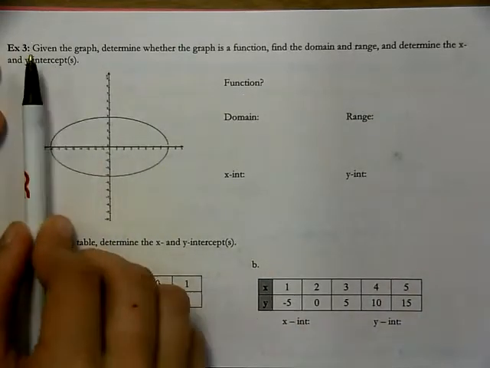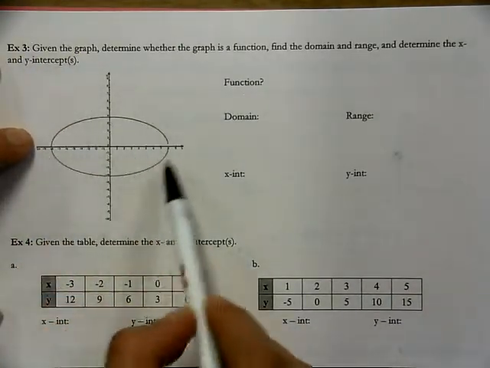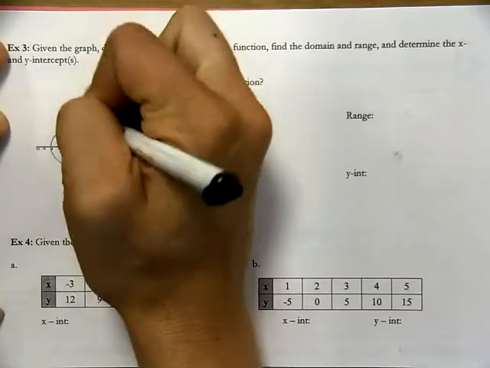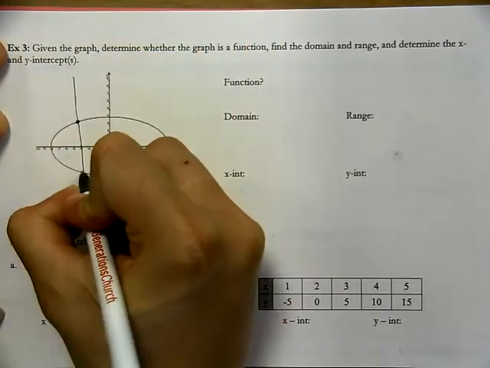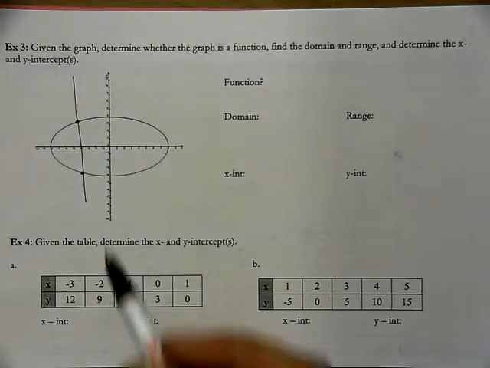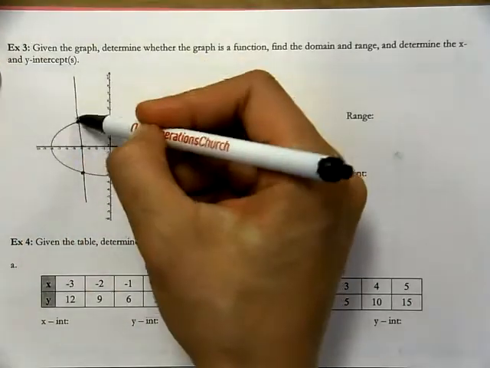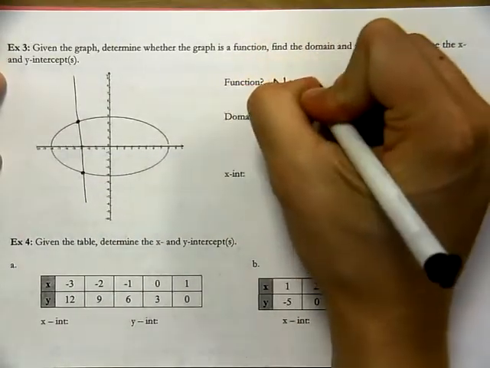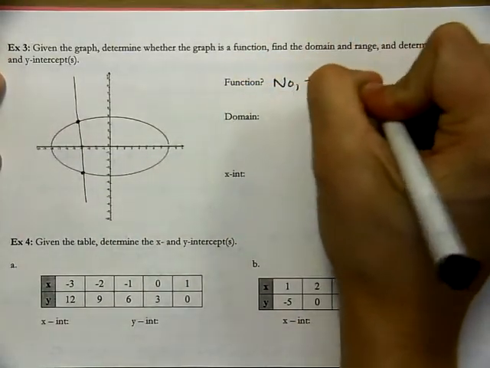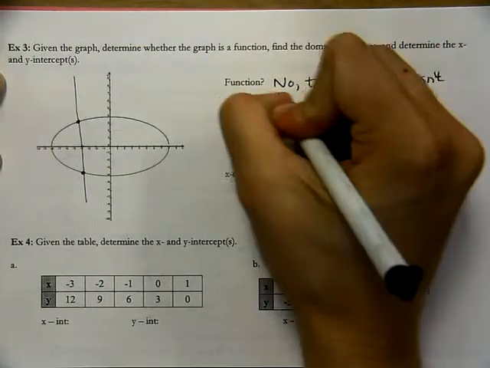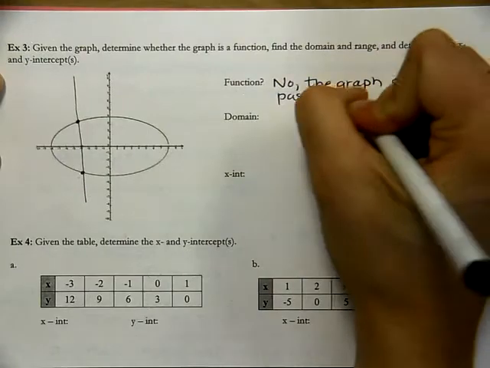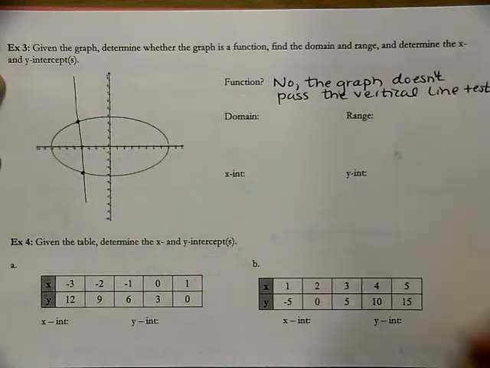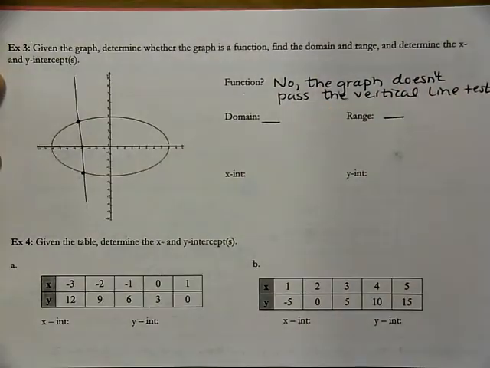Is this graph a function? Well, as I take my vertical line, knowing that this is a continuous graph, when I draw a vertical line, the line intersects the graph in 2 different points, which means that when x is -4, we have 2 different outputs. And that can't happen for a function. So is it a function? No. We can say the graph doesn't pass the vertical line test. If it's not a function, we don't even worry about the domain and range, so we can skip that.